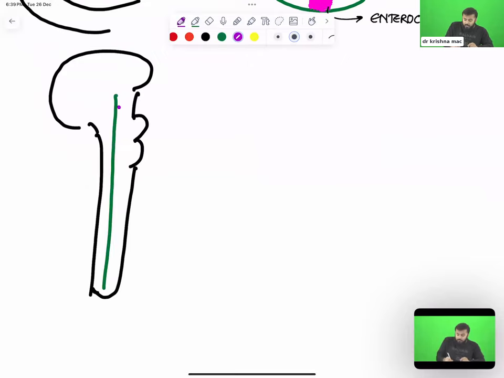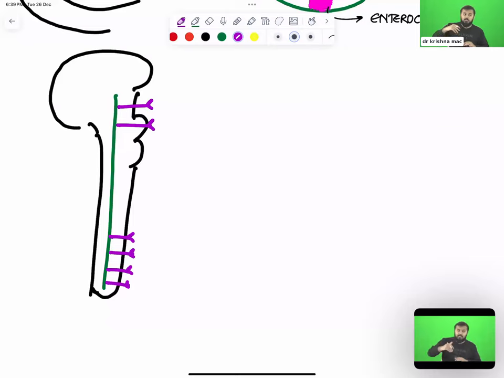Now, what I'm telling you is that there are some neurons coming from the cervical part, and some neurons coming from the sacral part. So, some neurons are coming from the cranial part and the sacral part. This is called craniosacral outflow.